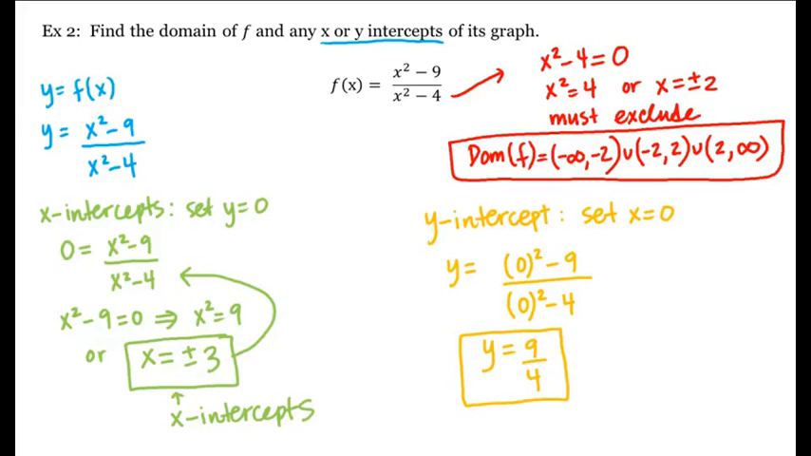And this is how we find the domain of a function and any x or y-intercepts of its graph.